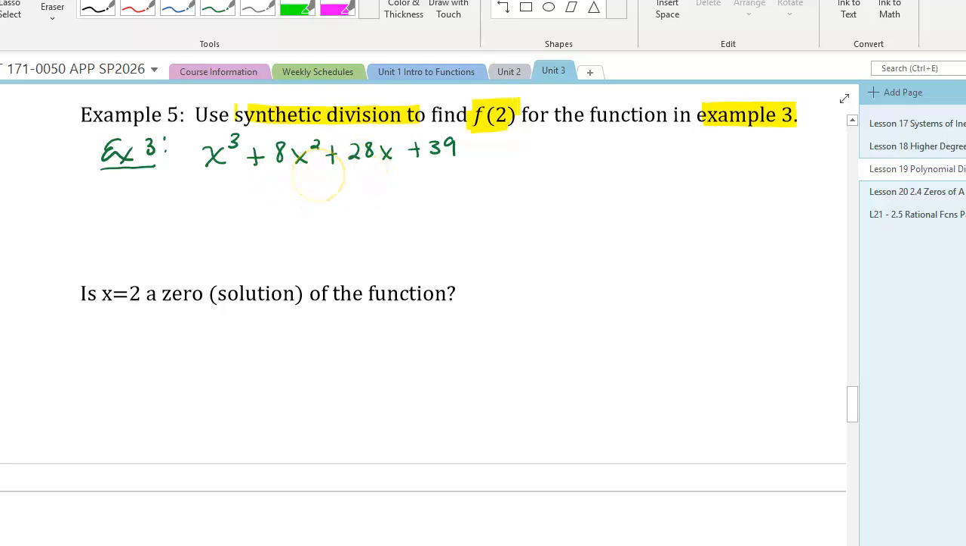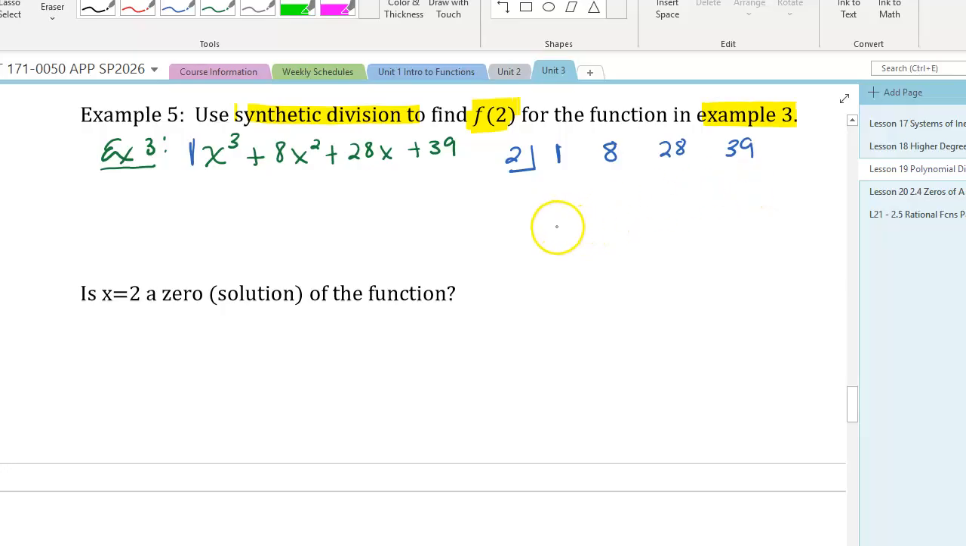But what we learned in this lesson is that we can also use synthetic division to find the value of f of 2. So I'm going to plug 2 in here, and then my coefficients, remember, go here, and there's a 1 there, so that will be a 1, and then an 8, and then a 28, and then a 39. I didn't have to put any zeros in here because I have x cubed, I have x squared, I have x, and then I have my constant term. So I'm not missing any terms.